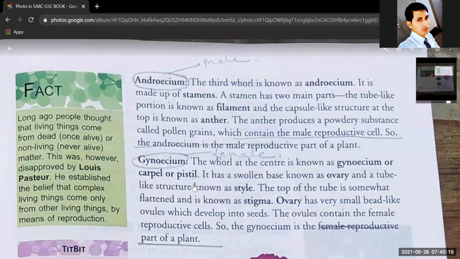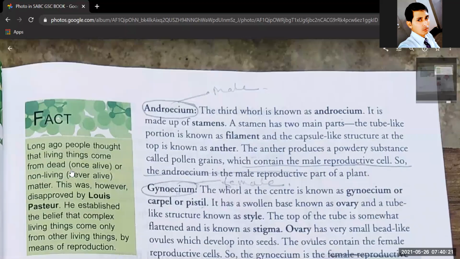Before beginning page number 49, let us read about the fact. Fact is also given. Fact is important.